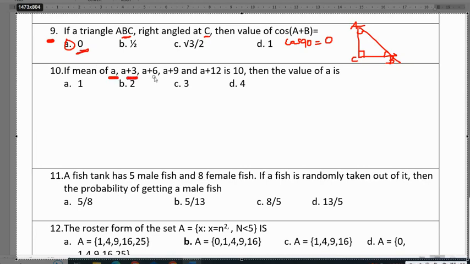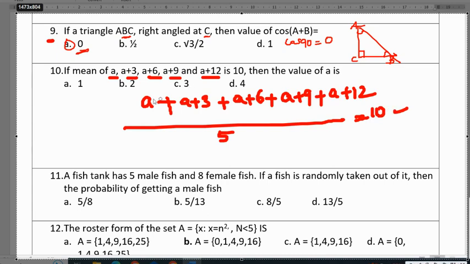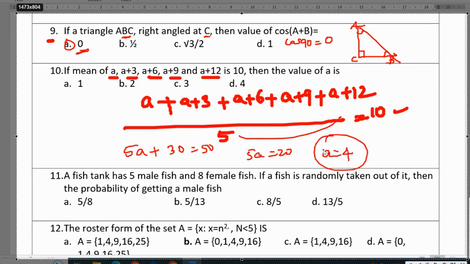Mean of a plus 3, a plus 6, a plus 9, a plus 12 is 10. Mean means sum of observations by number of observations. So I am adding the observations a plus 3, a plus 6, a plus 9 and a plus 12. The number of observations is 5, and the mean value is 10. So there are 5 a's: 5a plus 3 plus 6 is 9, 9 plus 9 is 18, plus 12 is 30. So 30 is equal to 50, 5 tens are 50. 5a is equal to 20, a is equal to 20 by 5, which is 4. Correct option for the 10th question is D, 4.